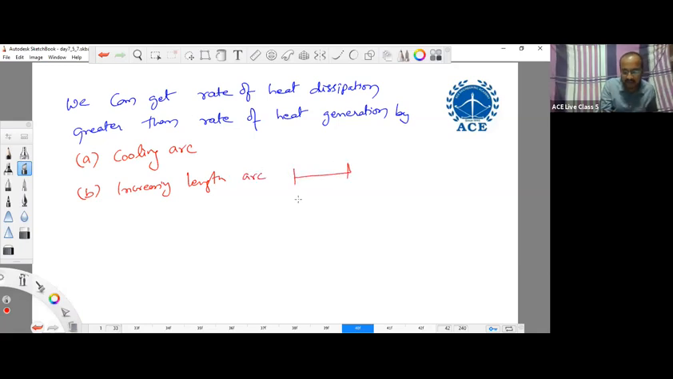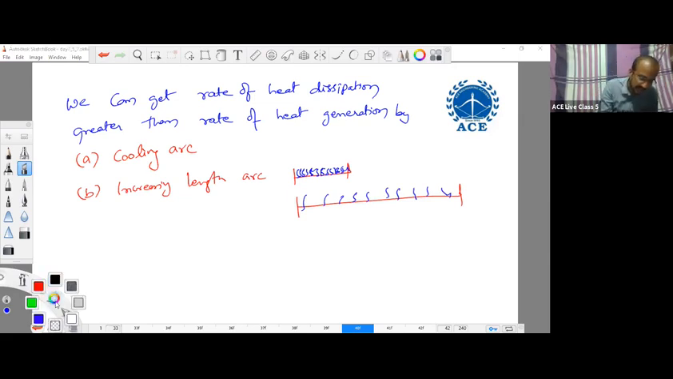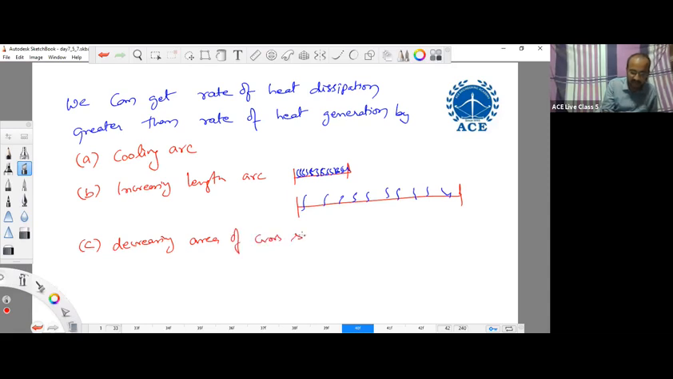So if you observe this length and this length of arc, two different lengths. Here the heat dissipation is narrow, so heat dissipation is a problem. But if the length of the arc is increased, heat dissipation can be properly done. And by decreasing the area of cross section of the arc, because heat generation is directly proportional to the area of cross section of the arc. If the area of cross section of the arc is less, heat generation will be reduced.